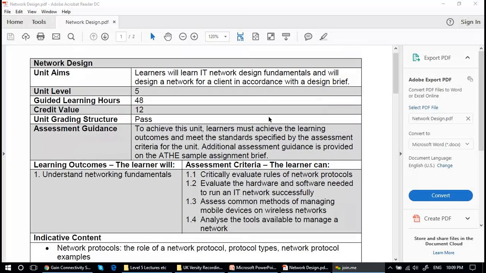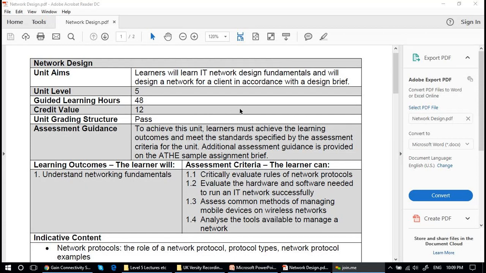Okay, so the unit that I am starting is network design, and today the Lawrence and Abid is available.